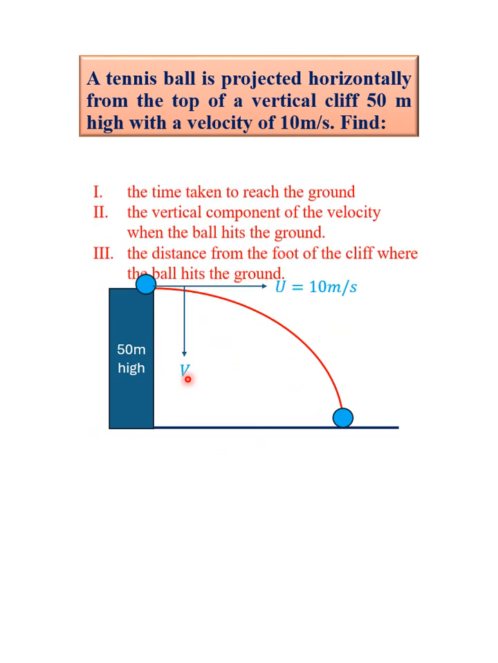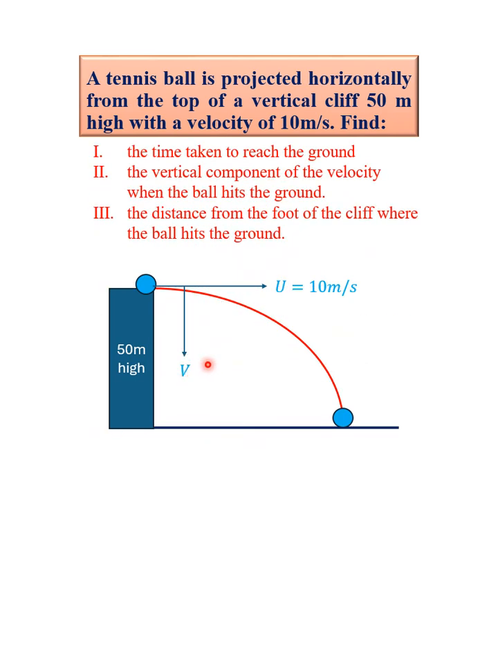So let's look at some of the questions under this diagram. The first question says, find the time taken to reach the ground. If we look at this question, it's talking about the time to reach the ground. And to get to the ground from the top, it means it is acting under gravity. So we are going to consider the vertical motion independently of the horizontal motion.